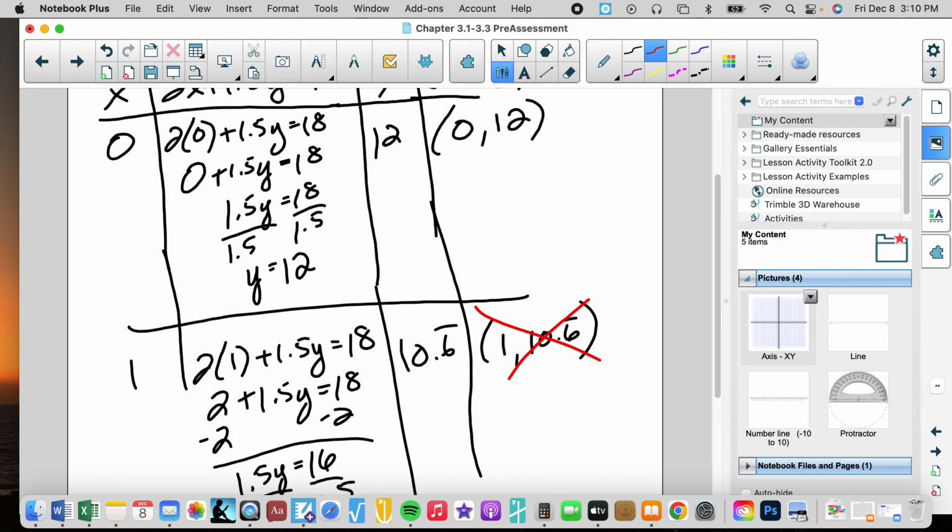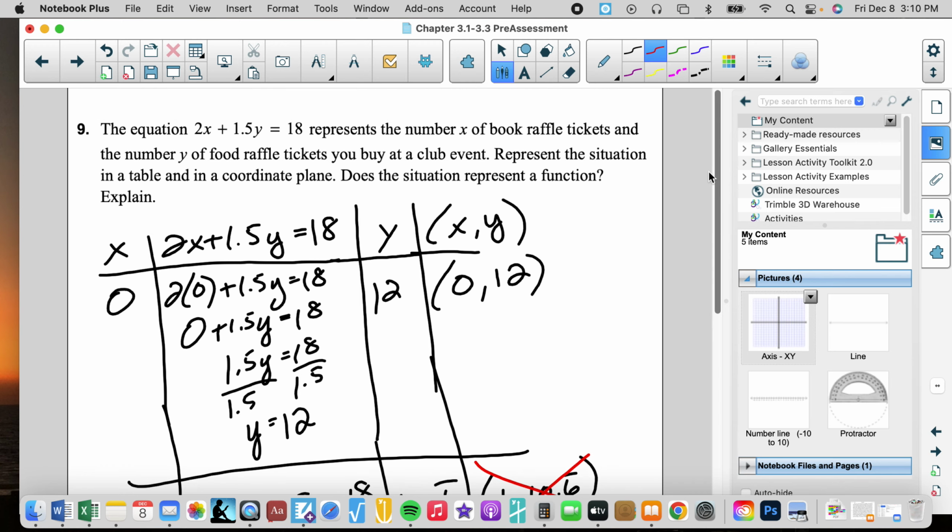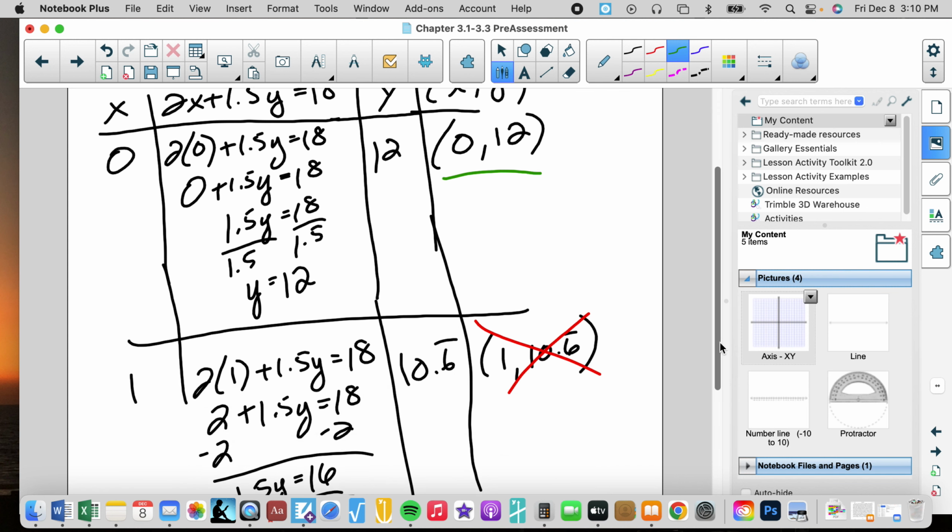It would never produce that, because you can't have partial raffle tickets. It's not like you're going to pay less. These are the denominations. You can only have them in whole number denominations. So where this worked, this definitely worked, this does not.